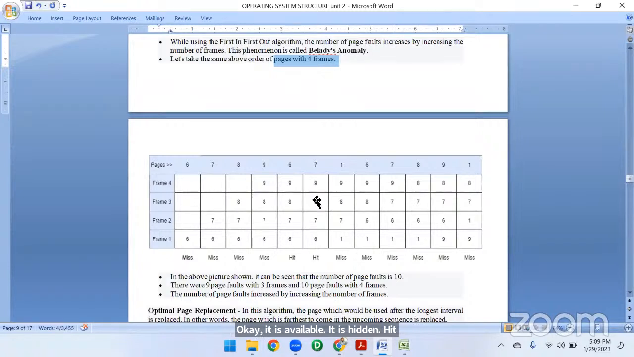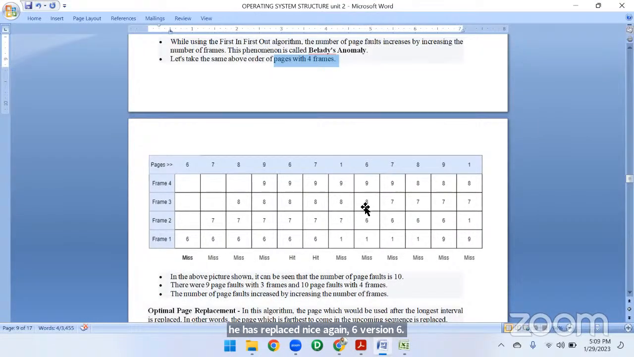This page is not available here. So it will replace with whom? The page that has been present the longest, from the last. Okay, it has replaced. Next again 6 comes. When 6 comes, what happens? It is not available in the memory. Again it has replaced with the 7, right?